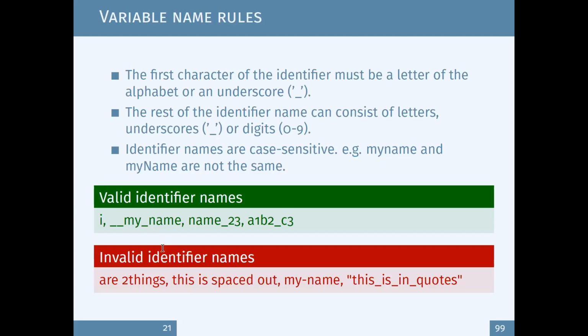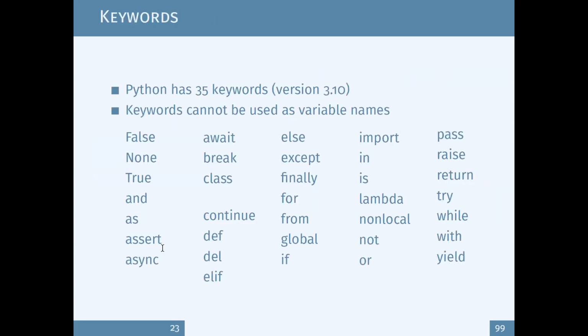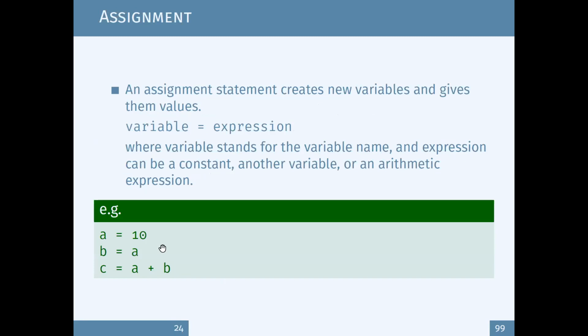Then we moved on to discussing variables. First, there are some rules that you need to follow. The variable name should start with a letter or an underscore, and the rest could be letters, underscores, or digits, right? And the names are case sensitive, which means you have to be extra careful about how you represent your name. Then we looked at some of the keywords. The keywords cannot be used as your variable names.